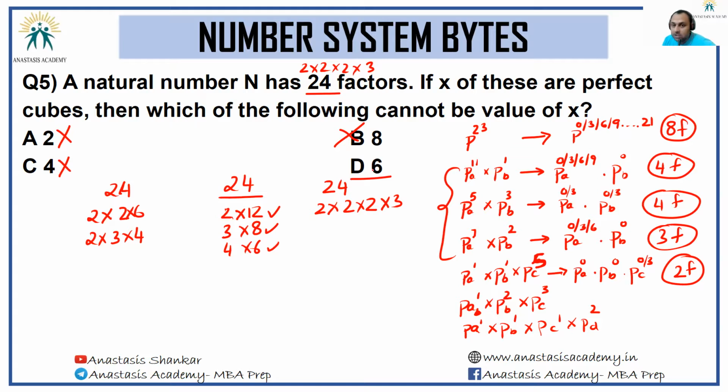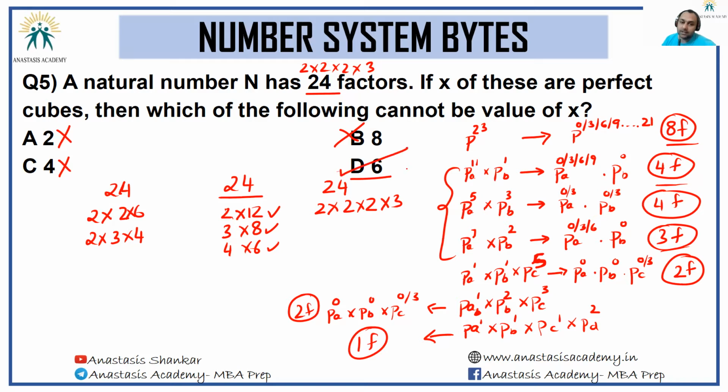So we will never have 6 of them as perfect cubes. In case you want to complete the cycle and look at all the potential number of perfect cube factors, here also you can see prime A raised to the power 0 will work. Prime B raised to the power 0 will work. Prime C raised to the power 0 or 3 will work. So there are 2 factors here that are perfect cubes. And in the last one, all of them will just need power 0 for it to be a perfect cube. So just 1 factor. You can potentially have 8 factors that are cubes, or 4 factors, or 3 factors, or 2 factors, or 1 factor that are perfect cube. But you will never have a case in which 6 factors are perfect cubes.